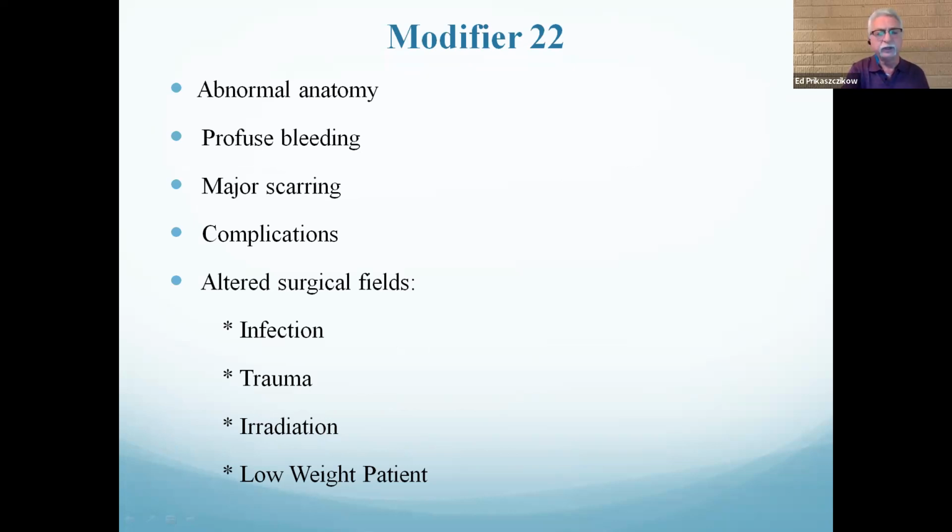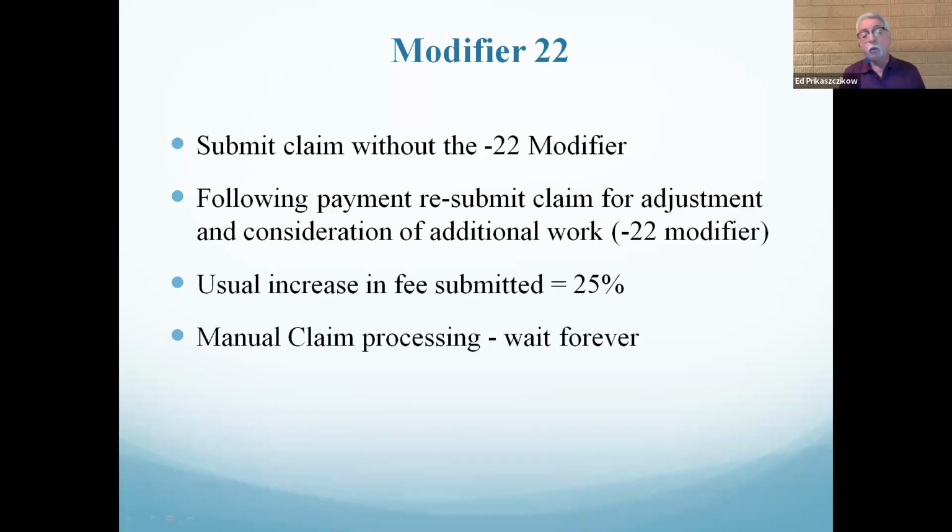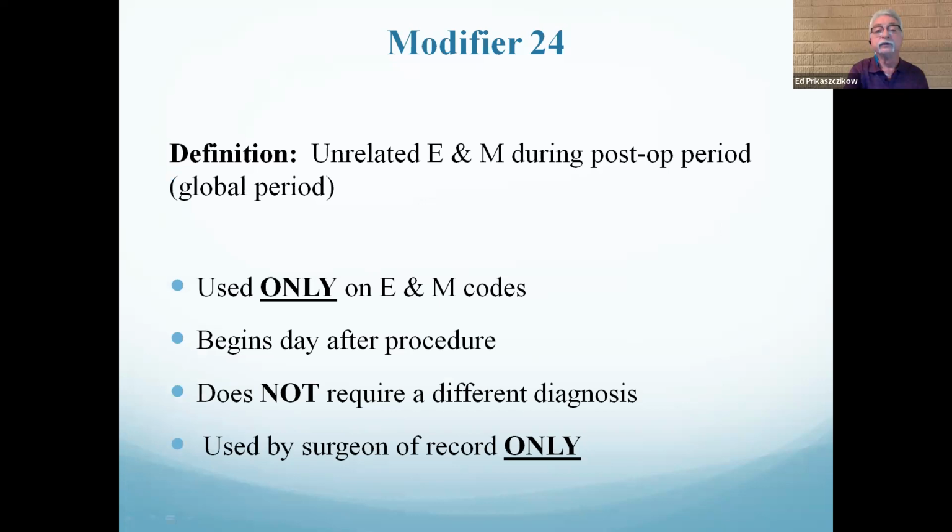These are some of the reasons that might justify the use of a 22 modifier. And again, we don't need to go through these, but you can refer back to this if you run into one of those situations. What we've always recommended, if you submit a claim with a 22 modifier, is that you initially submit it without the modifier, just the code itself. And once you get paid for it, resubmit it with the 22 modifier for a review of that claim. The reason is, if you submit it with the 22 modifier initially, you're going to be waiting a long time before you get paid because these have to be manually reviewed.